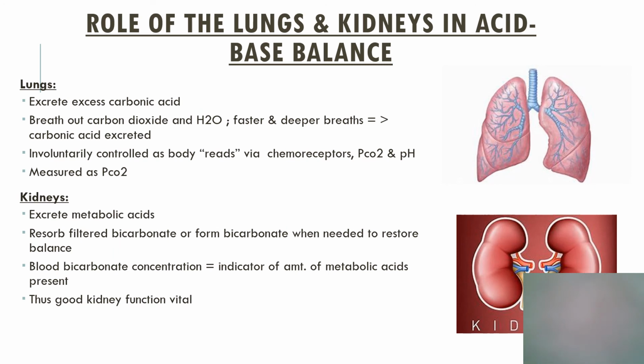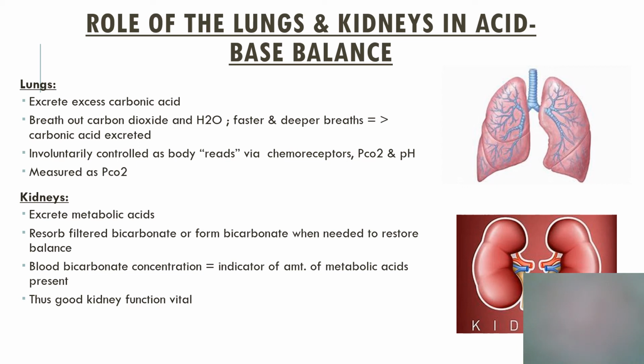So lungs are also very important in our role of acid-base balance. Lungs excrete carbonic acid. When we breathe out carbon dioxide and water, which basically is carbonic acid, we breathe off that acid. So faster and deeper breaths will give us a greater carbonic acid excretion. So when we have a state of respiratory acidosis and that carbonic acid is high, we often will see patients with faster and deeper respirations in order to try to blow that off.